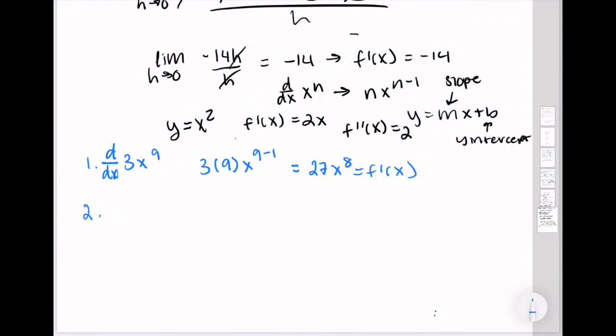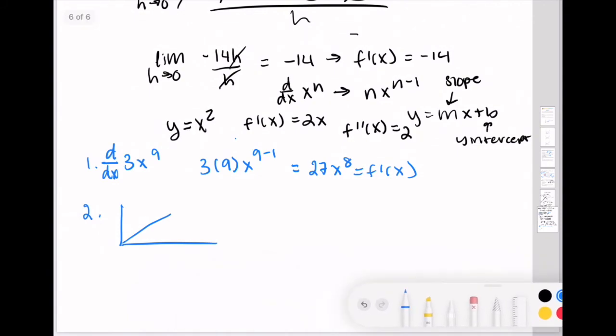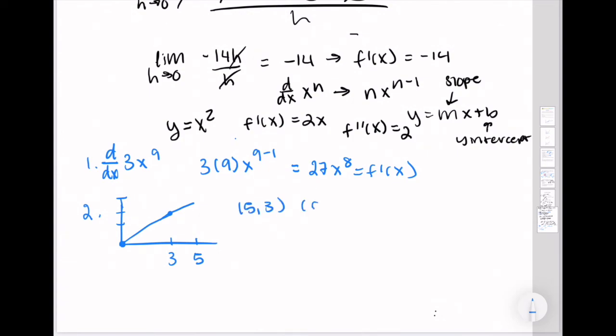Now let's say we have another problem with some graph, with a line like this. Let's make that a little bit longer. This is x equals 5, this is x equals 3, and then we have 0, 0. We'll say that we have the points 5, 3, and we have the points 0, 0, and 3, 2.